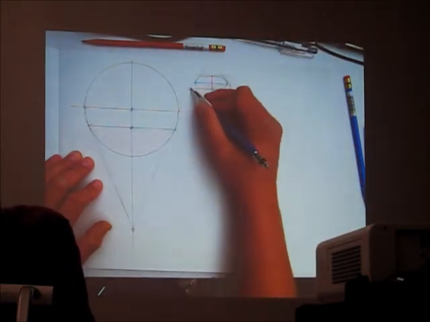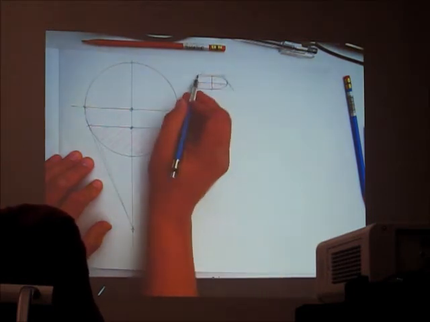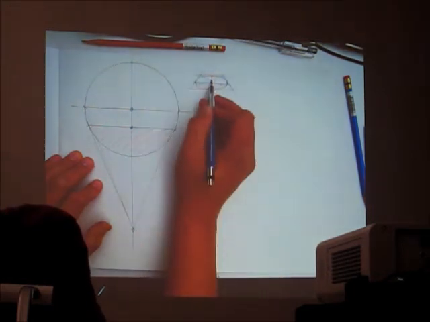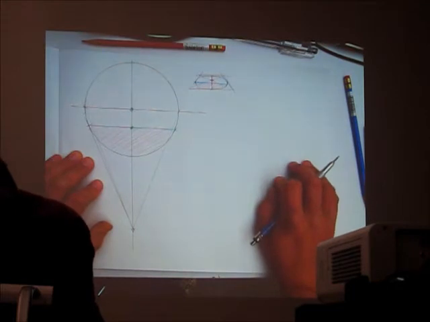Now, if you want me to prove it to you, here's how I can prove it to you. If I bisect this, there's the center of the square. Does that make sense?